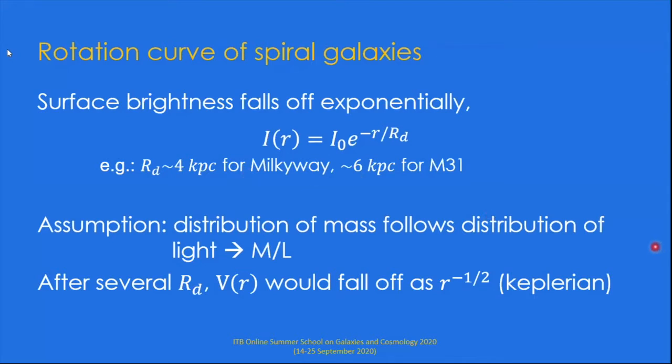If we assume that distributions of mass in the galaxies follow the distribution of light, then by multiplying surface brightness with the mass to light ratio, or M over L, we obtain that mass distribution also falls off exponentially, just like surface brightness. It means that after several Rd, it is expected that mass is constant with radius, and we end up with v that falls off as a function of r to the power of minus half. So the rotation curve of galaxies should be Keplerian in the outer radius of galaxies.